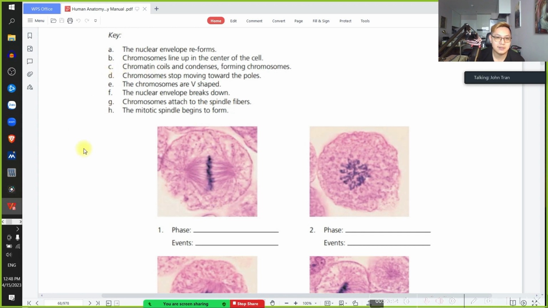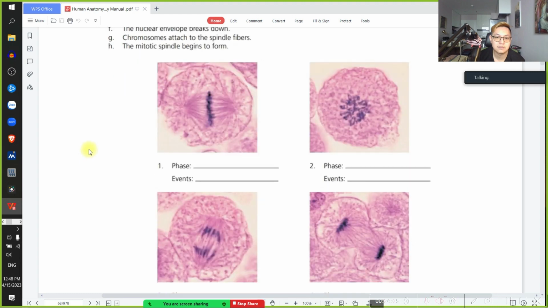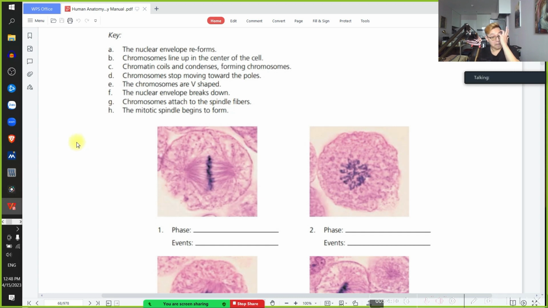What else? Còn gì nữa không ta? Anything else? You can say that chromosome attached to the spindle fibers. Những nhiễm sắc thể nó kết nối với lại những cái sợi mà spindle giống vậy. You can say that as well. Okay, what is number 2 now? What do you see? Prophase.